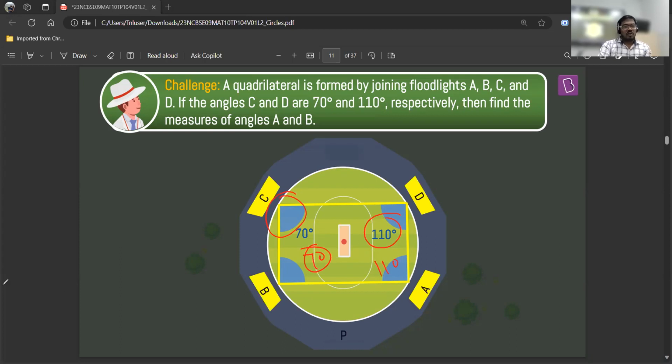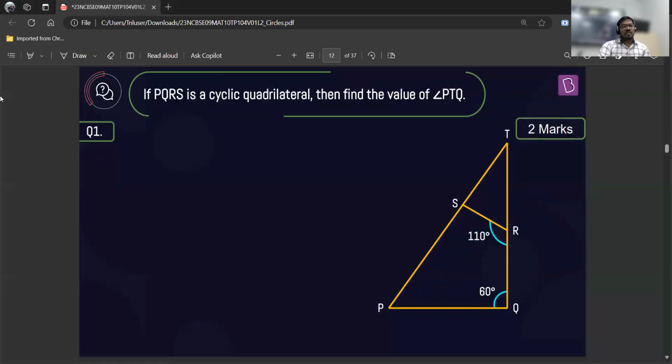Chalo guys, let's move on to the next part of the session. That is, we have a question now. Please take note of this question, everyone. So we will solve this question now, right?